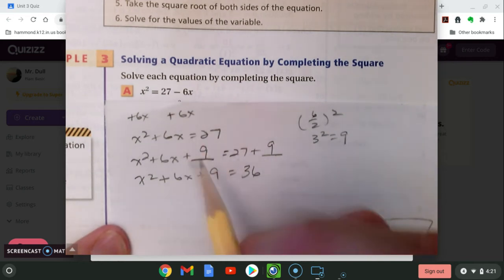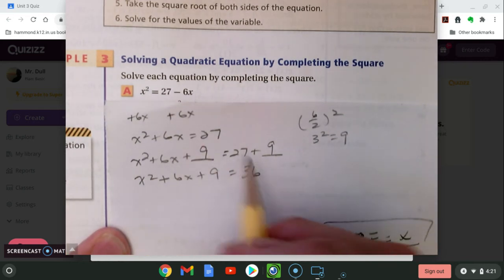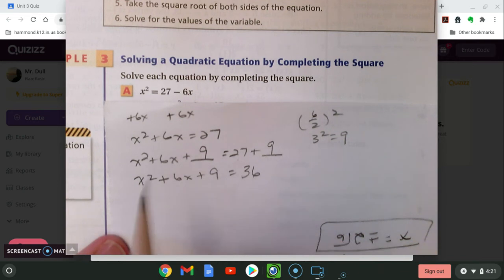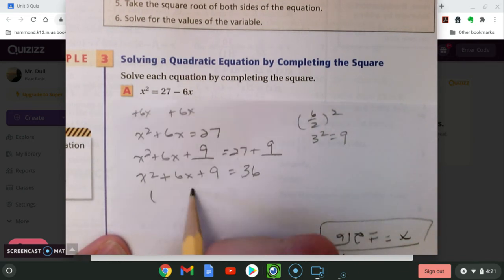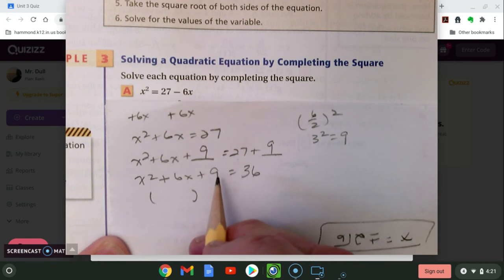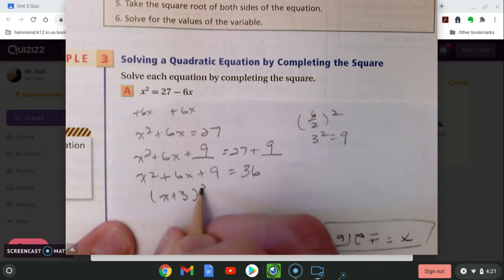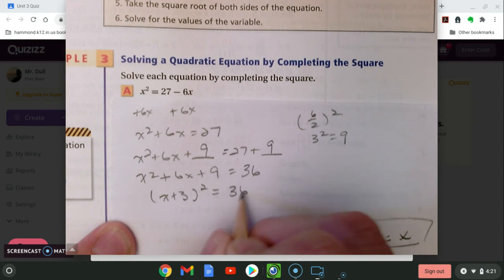Okay? So, previously when we've been solving quadratics, we wanted 0 over here. But for this process, we don't. We want to leave that constant over on that side. So what happens when I factor this? Well, we saw this in our example. Two numbers that multiply to make 9 and add up to 6. That's 3 and 3. So this is x plus 3 quantity squared equals 36.